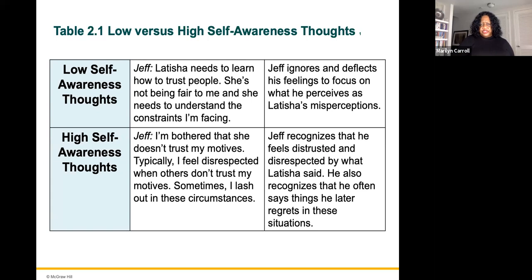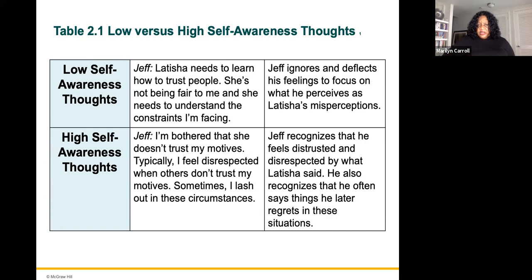Letitia needs to learn how to trust people. She's not being fair to me, and she needs to understand the constraints I'm facing. Whereas Jeff ignores and detects his feelings to focus on what he perceives as Letitia's misconceptions. High self-awareness. Jeff: I'm bothered that she doesn't trust my motives.